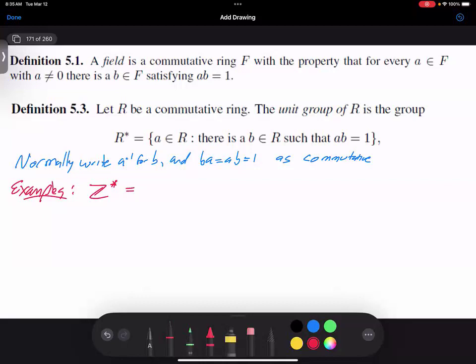Give me an integer. 2. What's the inverse of 2? 1/2. So that wouldn't work. Give me another integer. 3. What's the inverse of that? Okay. So are there any other integers other than 1?